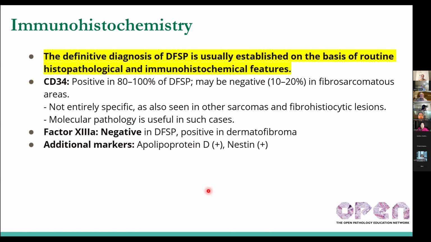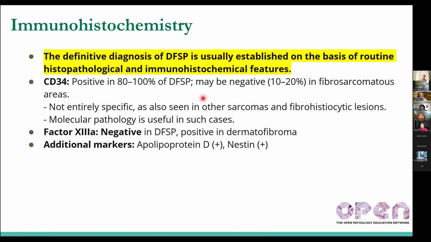We're moving on to immunohistochemistry. So the definitive diagnosis of DFSP is usually established on the basis of histopathological and immunohistochemical features, although sometimes molecular pathology may help in some cases. As I've said, it is positive for CD34 in almost all cases of DFSP, so 80 to 100%, but may be negative in 10 to 20% of cases in the case of fibrosarcomatous areas.